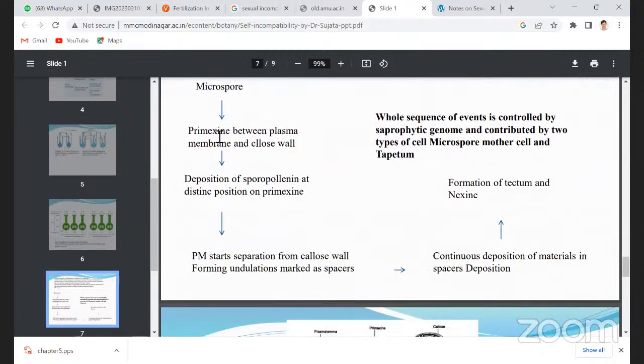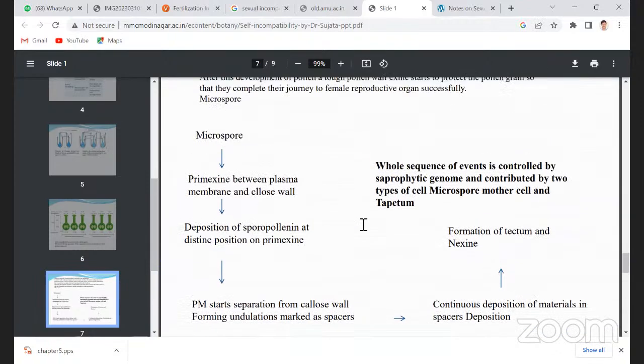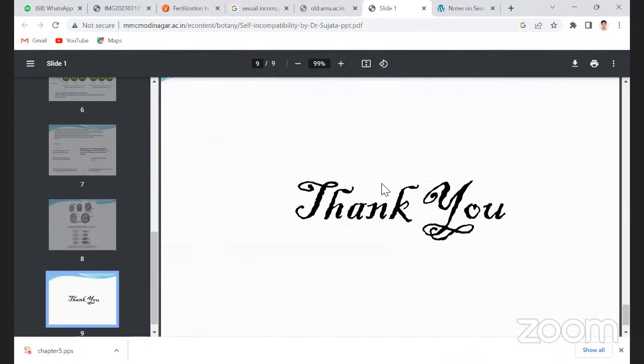These are the microspore and primexine between the plasma membrane and callose wall. Deposition of sporopollenin occurs at distinct positions in the primexine. The plasma membrane starts separating from the callose wall, forming the undulation mark.